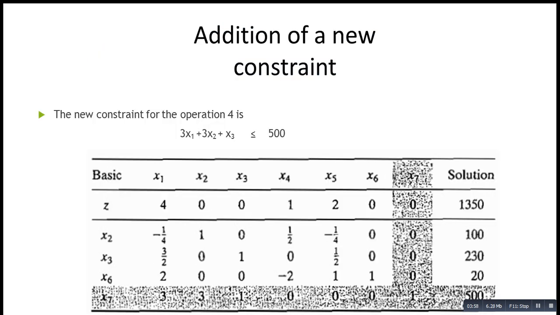There may also be addition of a new constraint, as we have seen earlier. Let's take an example of addition of operation 4 in the problem, which is 3x1 plus 3x2 plus x3 is less than or equal to 500. When we introduce the slack variable x7 of this equation in the tableau, we see that the x1, x2 and x3 values are not consistent with the x7 value.